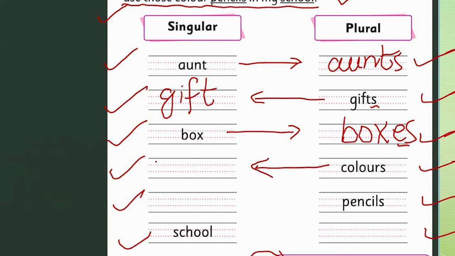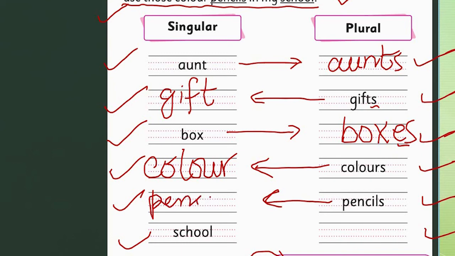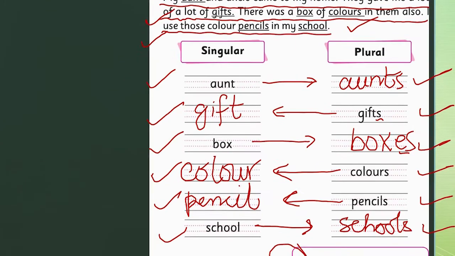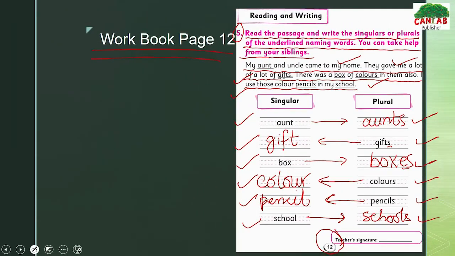Colors, color. Pencils, pencil. School, schools. Aunt, gift, boxes, color, pencils, school.